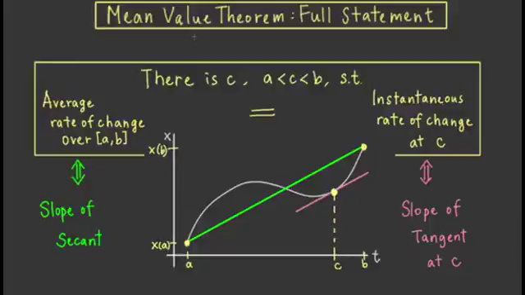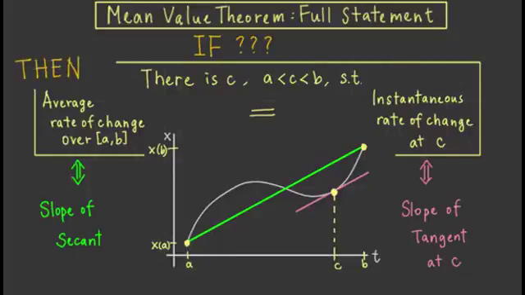Here is the conclusion of the mean value theorem that we have already seen. There is some point C between A and B at which the tangent is parallel to the secant. You have just seen that this statement holds for some functions but doesn't for some others. So what are conditions that will guarantee that the MVT conclusion holds?